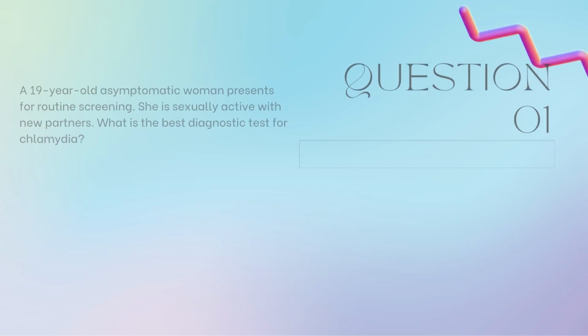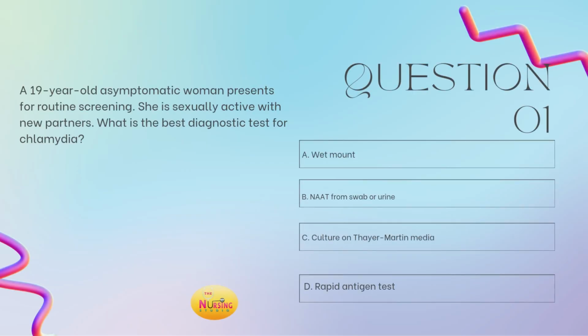All right, y'all. Question number one for today. A 19-year-old asymptomatic woman presents for routine screening. She is sexually active with new partners. What is the best diagnostic test for chlamydia? Is it A, a wet mount? Is it B, NAAT from swab or urine? Is it C, culture on Thayer Martin media? Or is it D, rapid antigen test? Take a moment and tell me what you got, y'all.